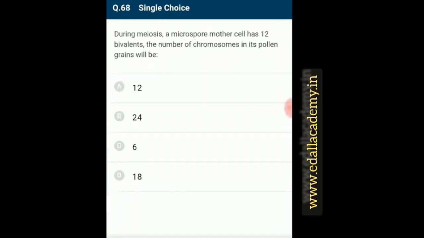Question number 68. During meiosis, a microspore mother cell has 12 bivalents. The number of chromosomes in its pollen grains will be. Meiosis is a reductional type of division where the chromosome number is halved in the daughter cells formed. During meiotic division, there is the formation of bivalents, which are paired homologous chromosomes. If a cell has 12 bivalents, then the mother cell will have 24 chromosomes. Pollen grains are formed from each of the daughter cells formed after a complete meiotic process of a microspore mother cell. Thus, the chromosomes in a pollen grain will be half of the mother cell, which is 12. So the answer is option A, 12.